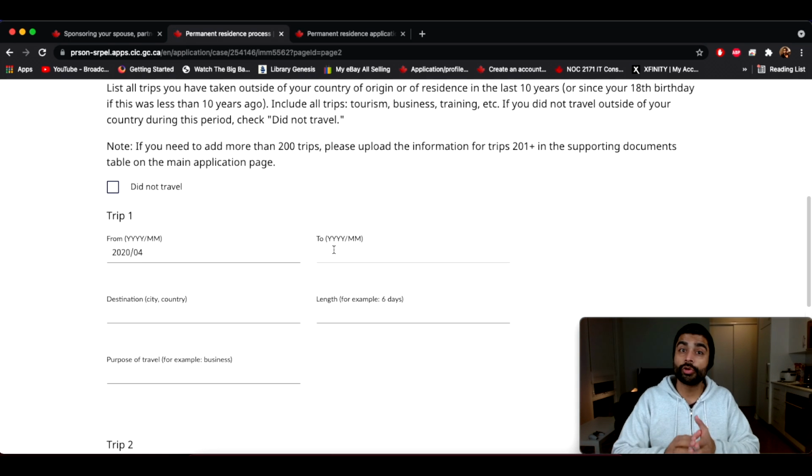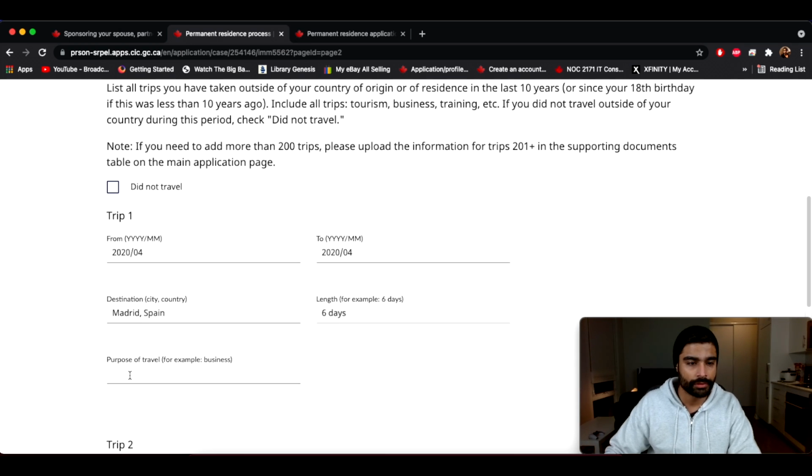So because you only went for 6 days and you have to list the dates in the year and month format, you're simply going to list 2020 April here also, because your trip was confined within the 6 days of April. All right, destination city was Madrid, Spain. That's how you list it. And let's say you went for 6 days, so just list 6 days. Purpose of travel, tourism. And that's how you'll complete this section.